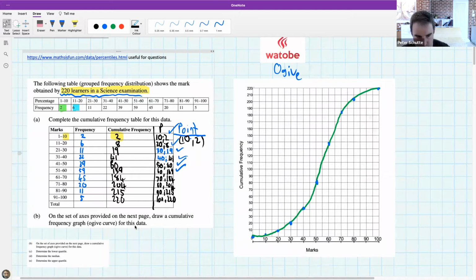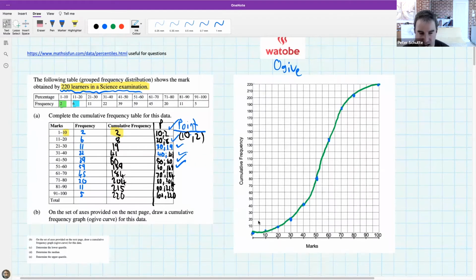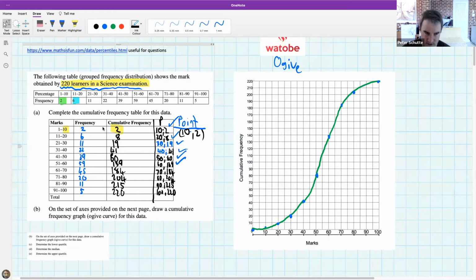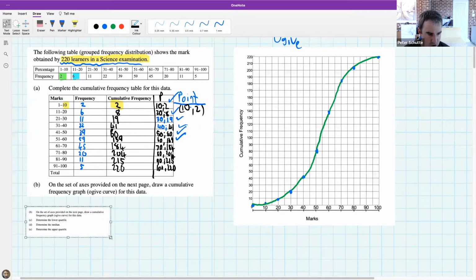Okay, so next part of the lesson. Drawing your ogive is one thing, but now what they ask you is, okay, there's this data set with 220 students, and they want to know, use the ogive. In fact, here is the question down here. We're just going to do question 1.